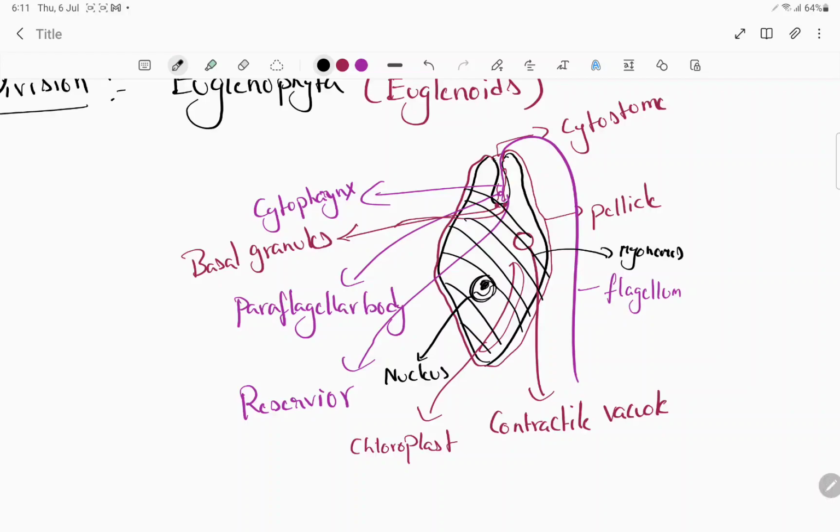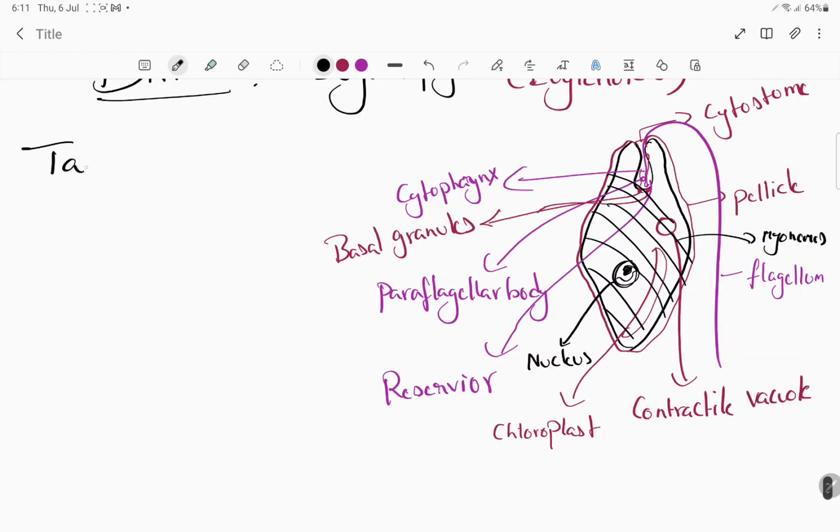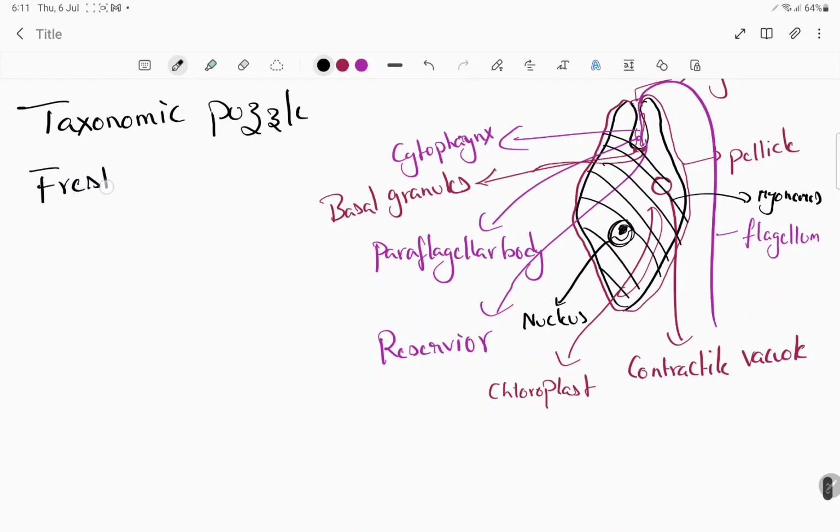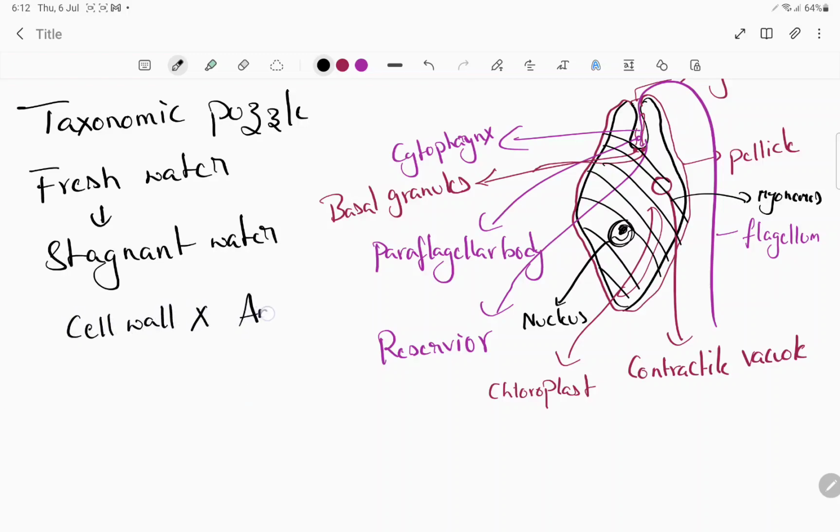Euglena is a taxonomic puzzle because it shows plant-like as well as animal-like features. Majority of the euglenoids are freshwater. The clue, very importantly, you have to remember: stagnant water. Absence of cell wall is an animal feature. Presence of chloroplast is a plant feature. So the cells are surrounded by a pellicle made up of proteins, and hence it is flexible.